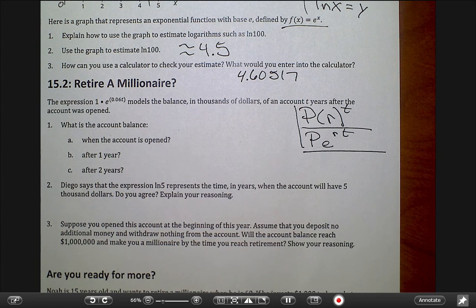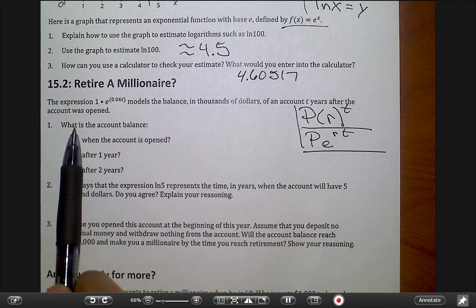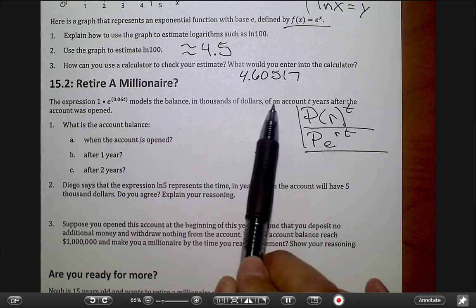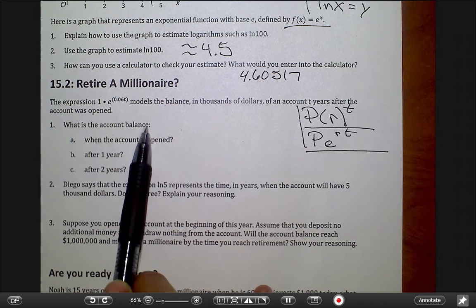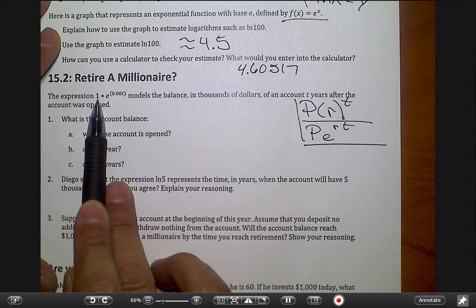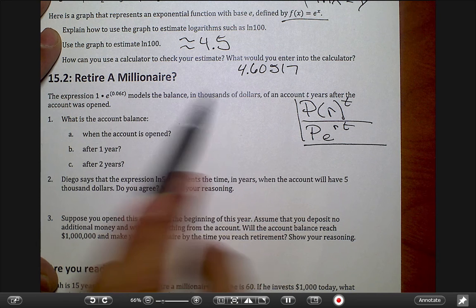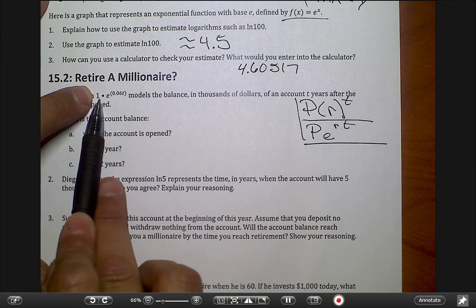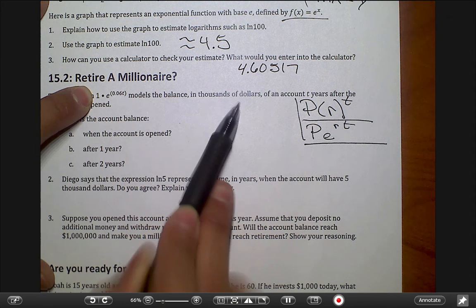Initial value. Okay, good. So my initial value, it says right here, the expression here gives the balance in thousands of an account t years after it's open. What is the account balance when the account is open? What's my initial? But these are in thousands, so it's going to be 1,000, right? So I'm going to write 1,000. Always remember, if this is not just 1, this is representing 1,000.